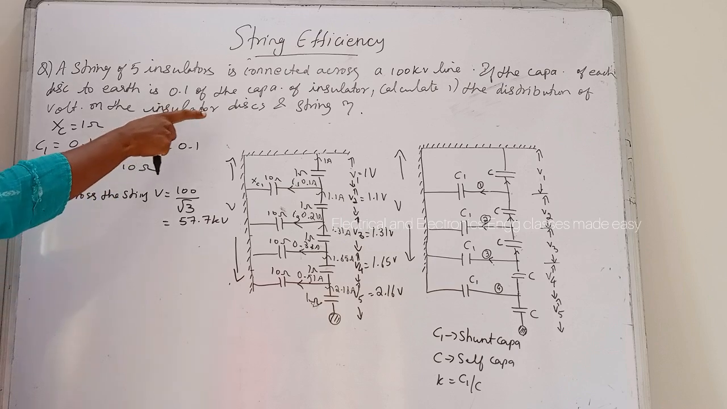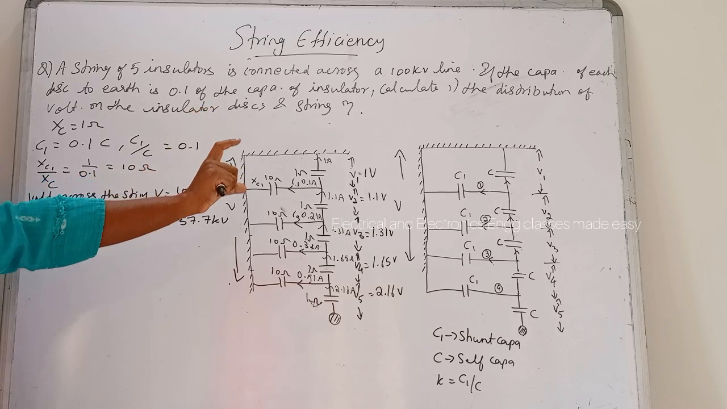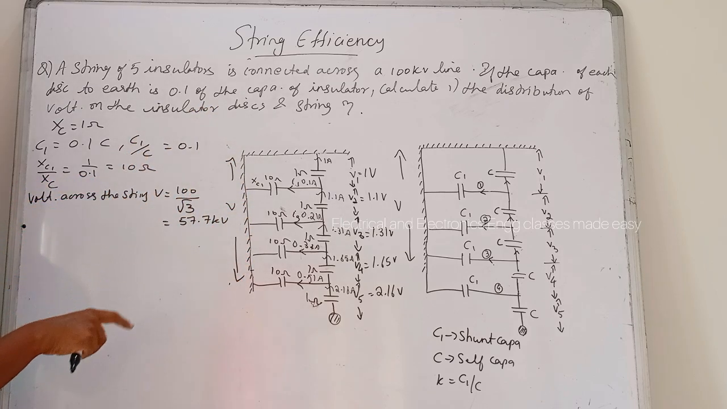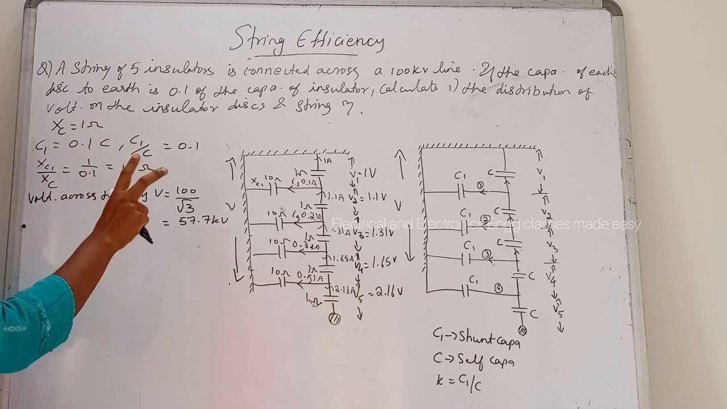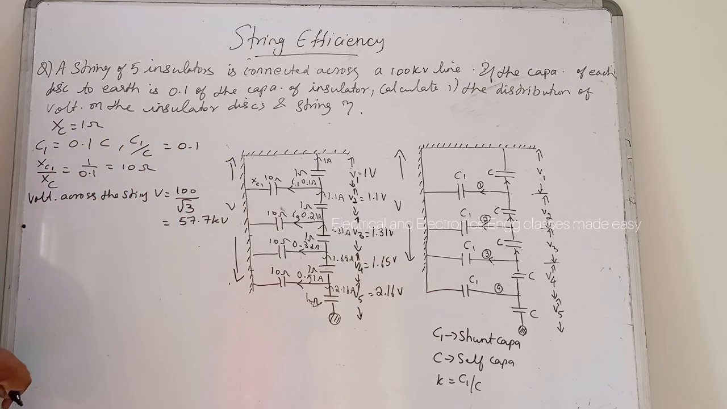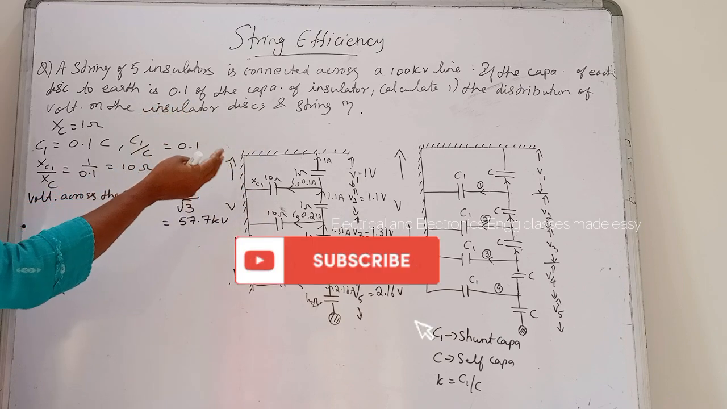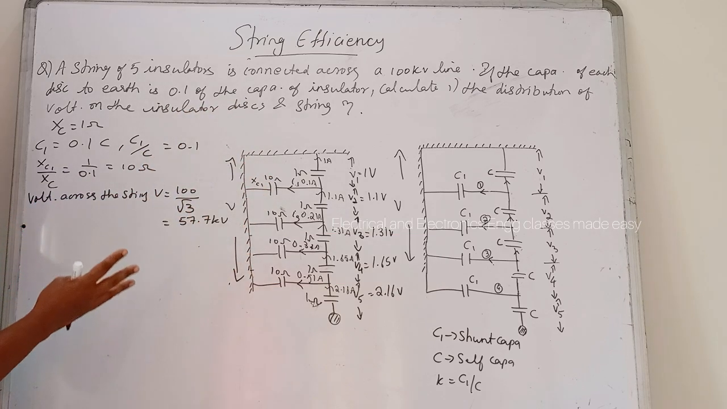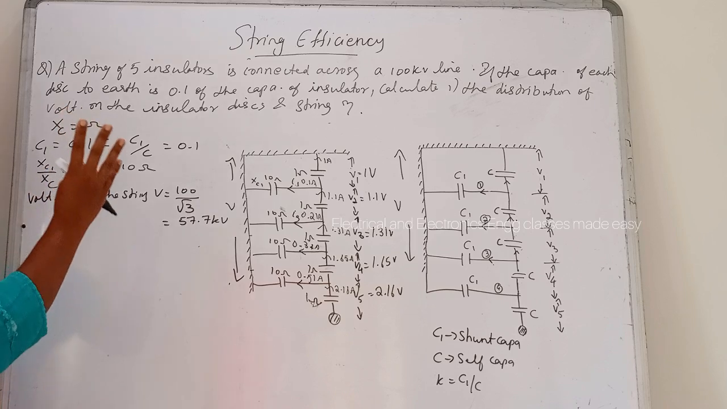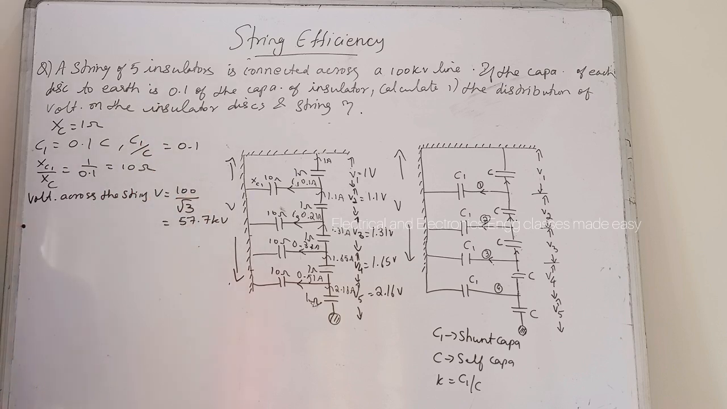Now we have to find the distribution of voltage on the insulator discs. So we have to find the distribution of the voltages across each disc. For that we have to find the percentage of voltage across each unit. So here we assumed that the current through the first unit is 1 ampere. Then we have to find out V1, V2, V3 like that. So here we have to find the percentage of the voltage across each unit.